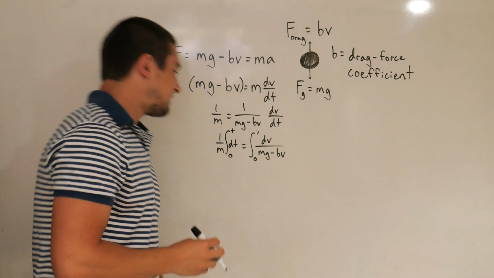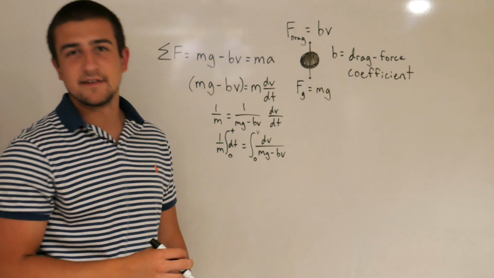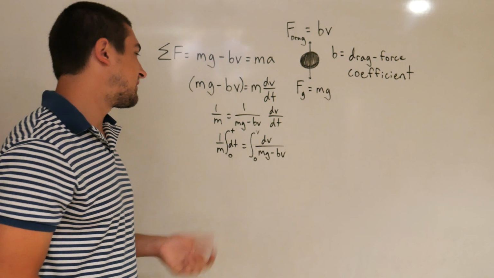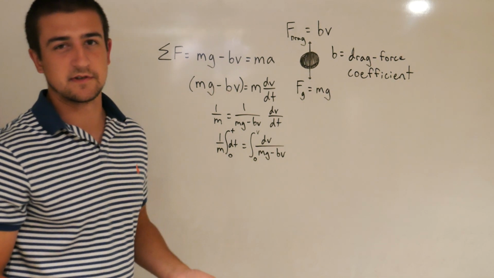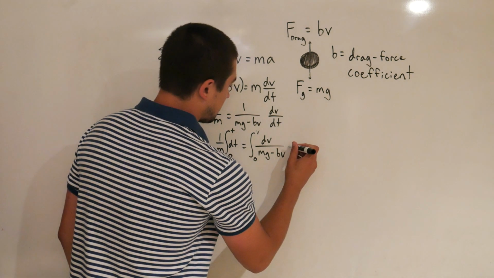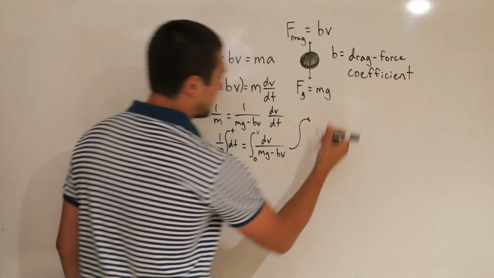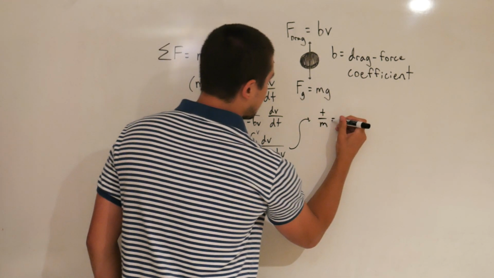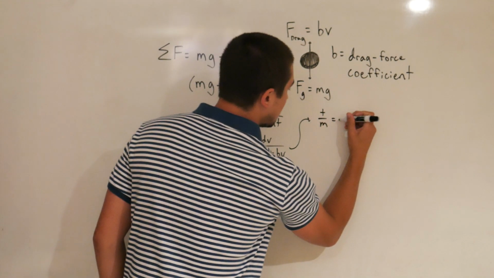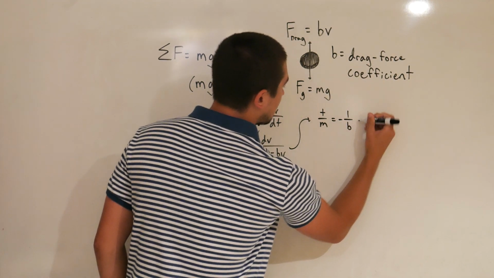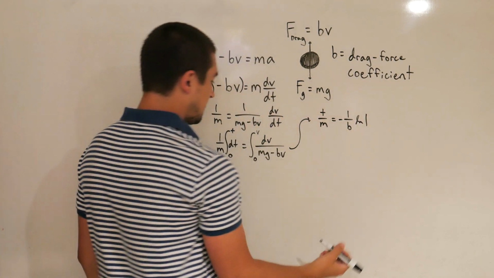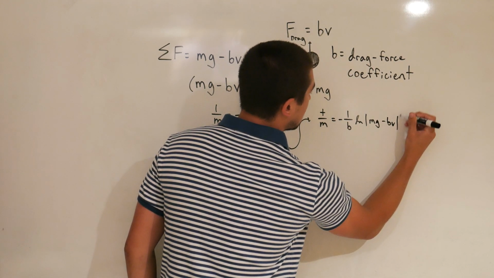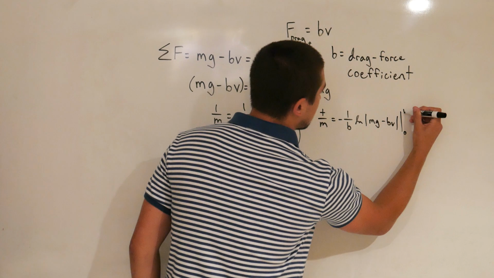Now the integral is a little bit more complicated in this case, so I'm not going to go over the integration steps, but I'll tell you that it can easily be done with a u substitution if you know how to do that. So I'm going to bring this over here and integrate the left side. That's just t over m. And integrating the right side, negative 1 over b times the natural log of (mg minus bv), evaluated from 0 to v.